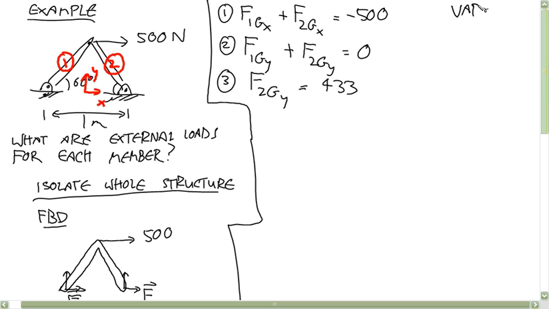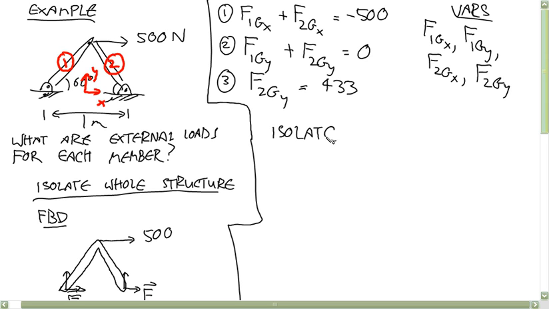So let's list the variables we have so far. We have f1gx, f1gy, f2gx, and f2gy. And now let's move on to body 1.